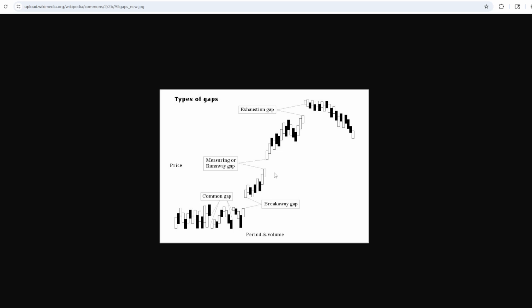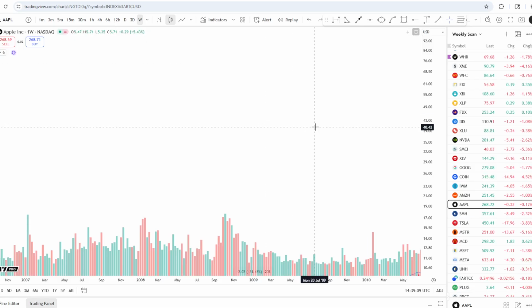But really what's interesting with a measuring gap is where it comes in the middle of the trend, and you can actually use it to essentially project out how far the trend might go. So a measuring gap or a runaway gap, based on the name measuring, you're measuring a move. In an uptrend, what you can do is take the point from the lowest low before the gap and move it into the middle of the gap and you can project out. And I'll show you here on a chart.